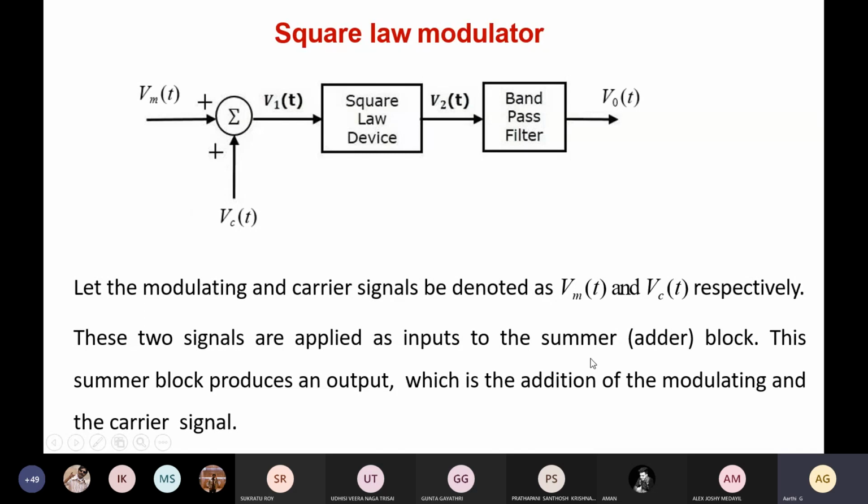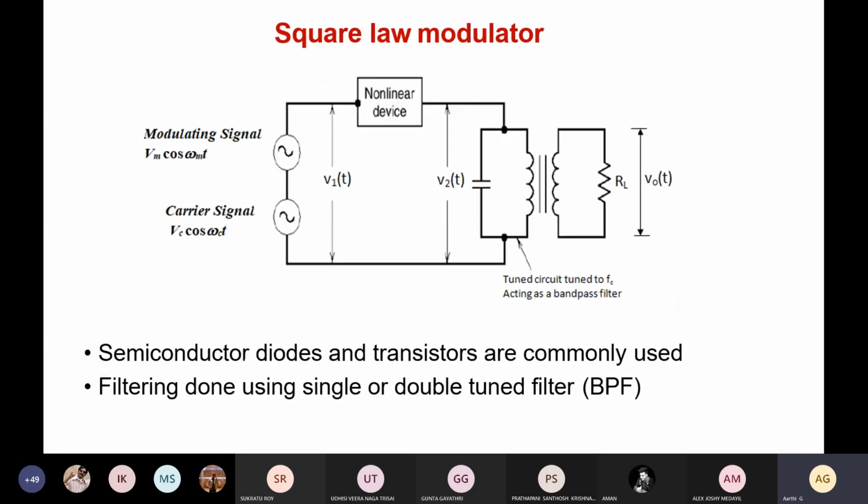So these two signals are applied as input to the summer block. This block produces an output, which is the addition of the modulating and the carrier signal. So we'll see the detailed circuit. Now this is the circuit diagram.